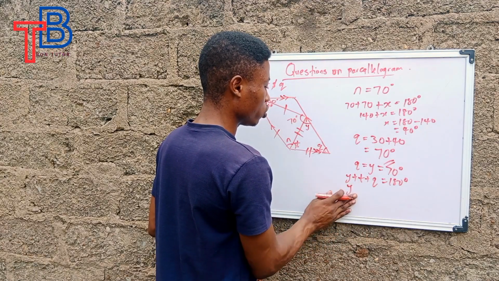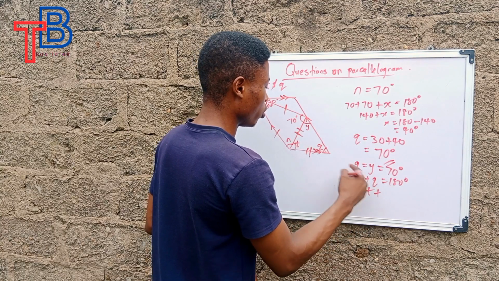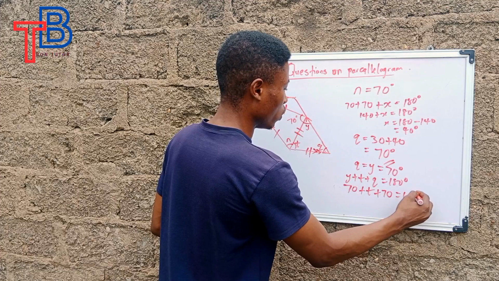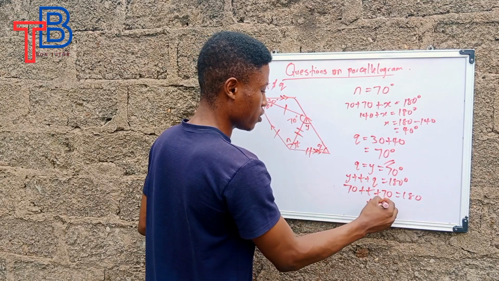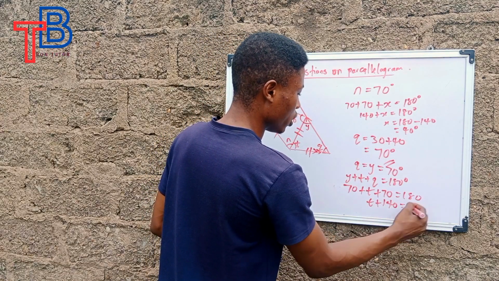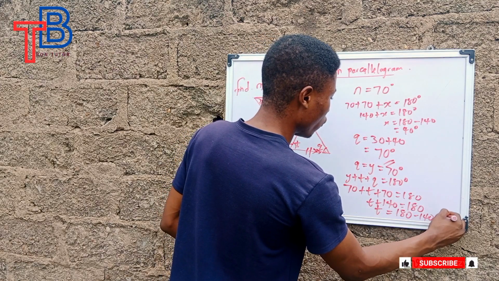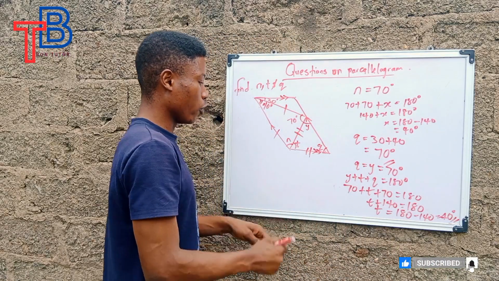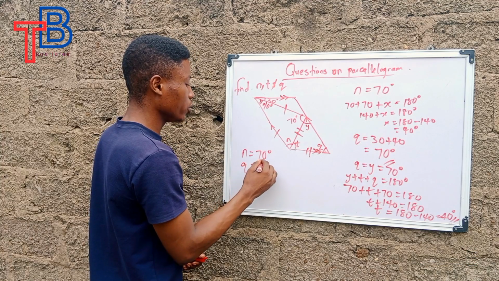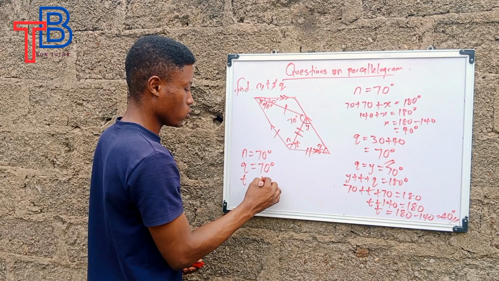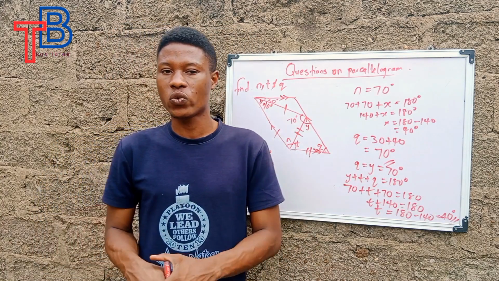Our y, which is equal to 70 degrees, 70 plus our t plus q, which is also 70 degrees, equals 180 degrees. Your t plus 140 degrees, because 70 plus 70 gives us 140, will be equal to 180. Our t is equal to 180 minus 140, which is also 40 degrees. Therefore, our n is equal to 70 degrees, our q is equal to 70 degrees, and our t is equal to 40 degrees. As simple as that. Let's move to the next question we have for us today.